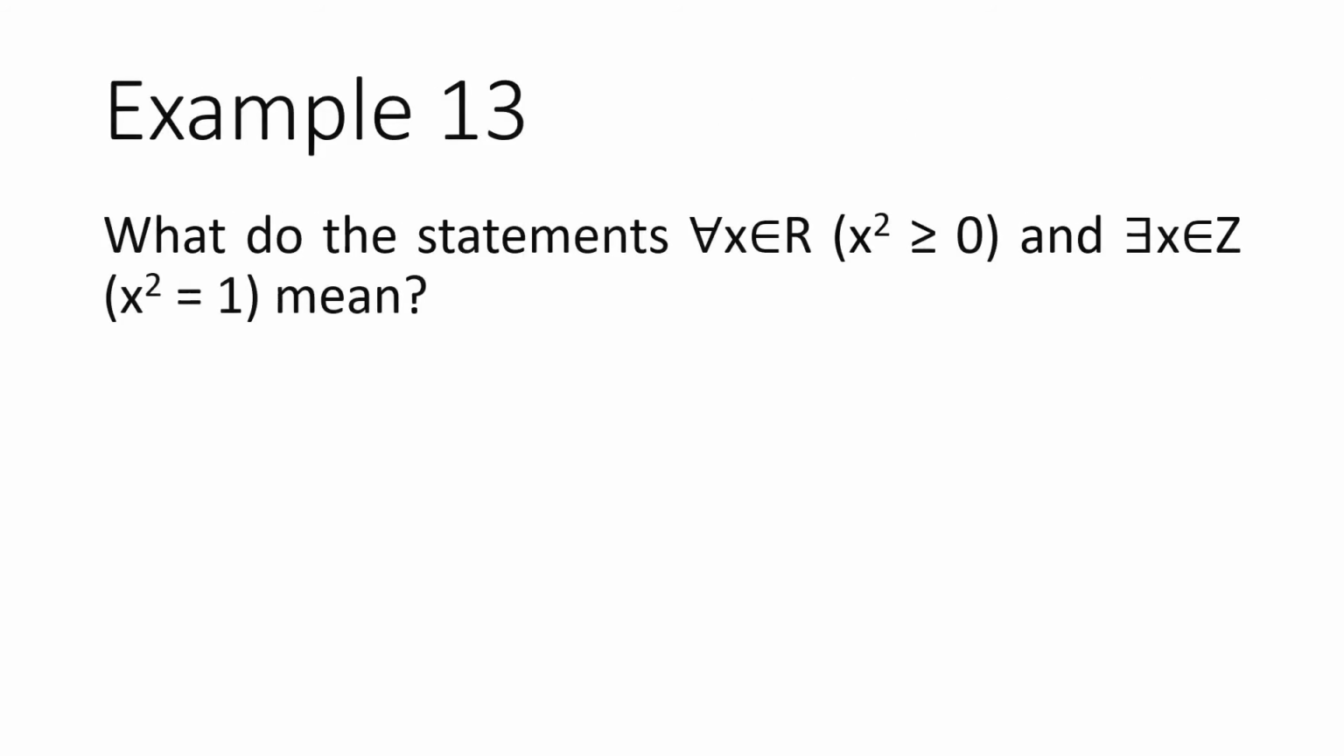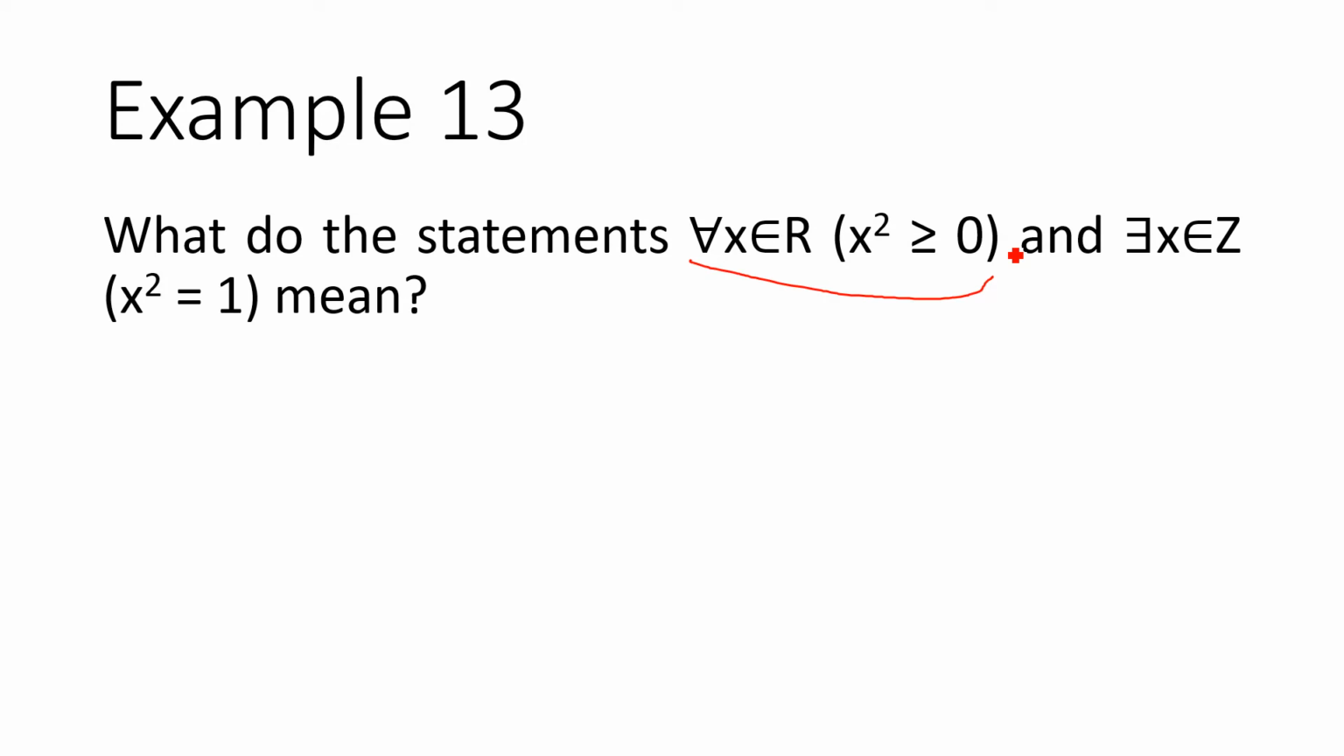Okay, let's have this. What do the statements "for all x element of R, x squared is greater than or equal to 0" and "there exists x element of Z where x squared is equal to 1" mean? Now, to solve this one, take note that the first statement states that for every real number x, x squared is greater than or equal to 0. So this statement can be expressed as the square of every real number is non-negative. This is a true statement.